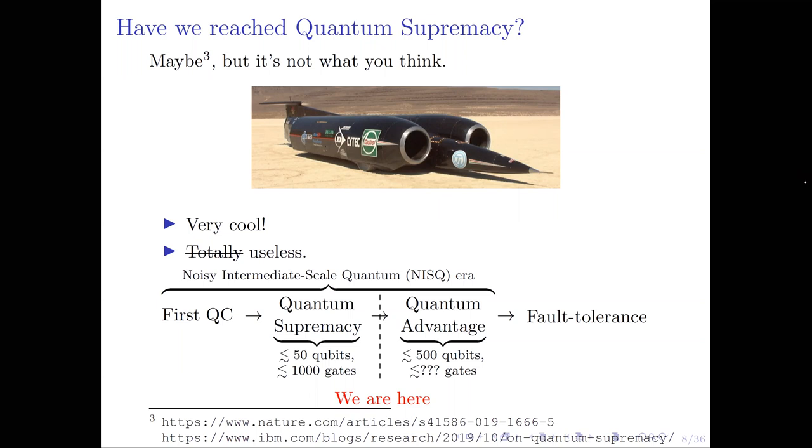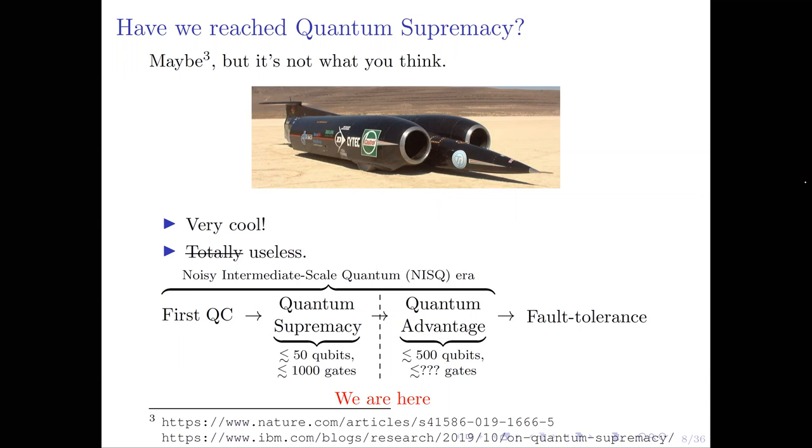Okay, probably I should comment on quantum supremacy, because many of you may have heard of this. So have we achieved quantum supremacy? The answer is yes, we achieved it. It may not be exactly what you think, but it's definitely something very cool and an important milestone. What quantum supremacy means is that there exists some benchmark problem that we can solve efficiently on a quantum computer, but we cannot solve efficiently on a classical computer.